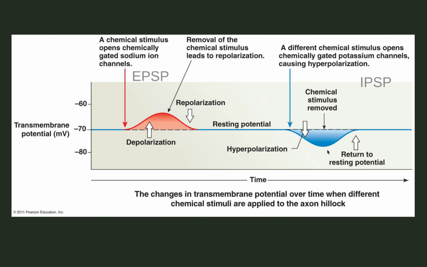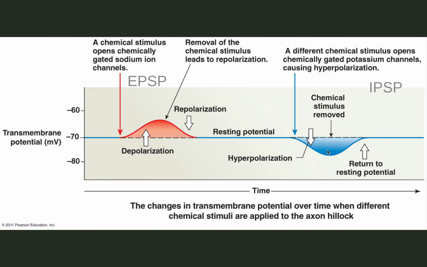So graded potentials are short-lived, they're local, they're passive, they don't require any energy, and they're variable in size depending on the strength of stimulation. So greater stimulation leads to a bigger graded potential. It could be 5 millivolts, it could be 10 millivolts, it could be 20 millivolts, depending on how big the stimulation is.